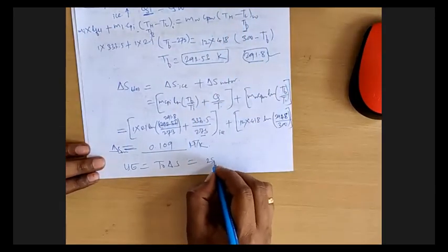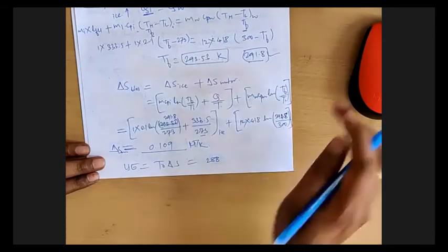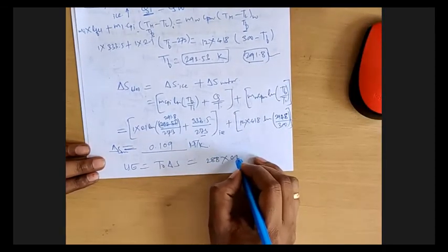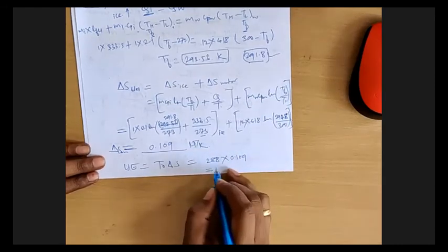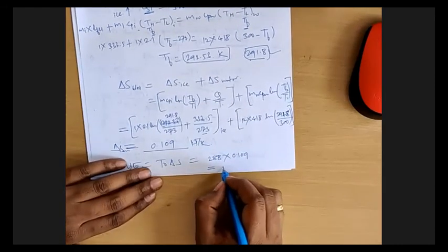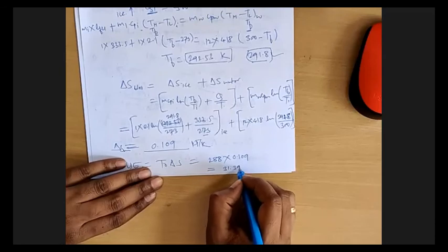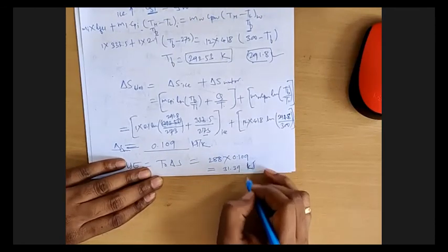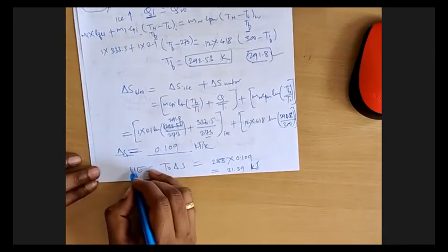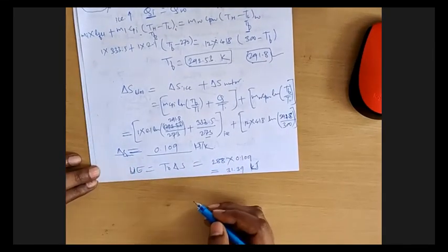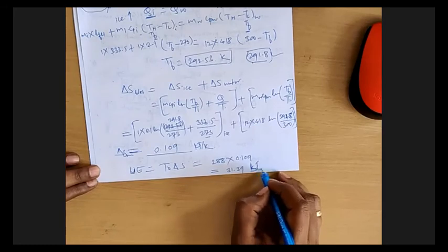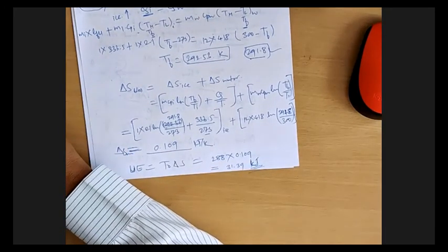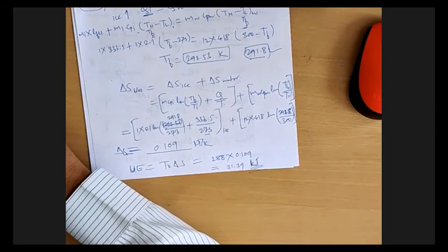So 288 multiplied by 0.109, and that is equal to 31.39 kilojoules. So that is going to be increase in unavailable energy. That is the second answer that was asked to calculate, 31.39.